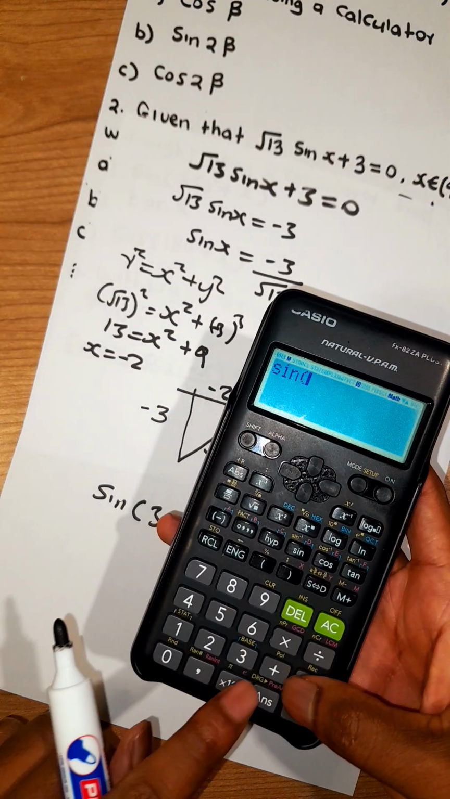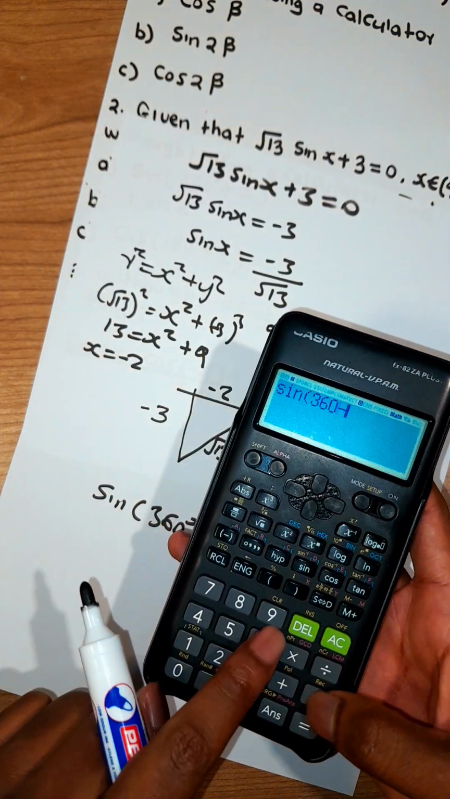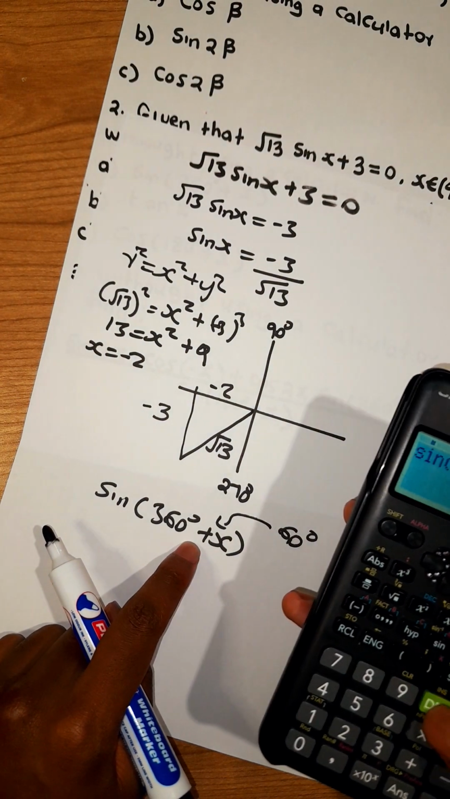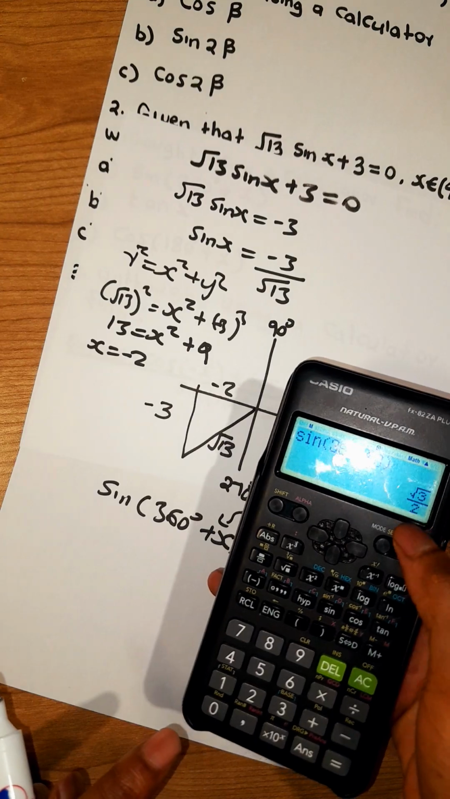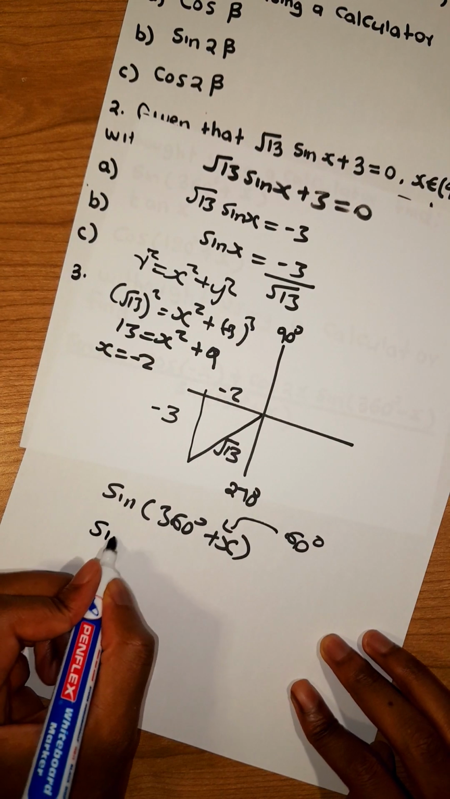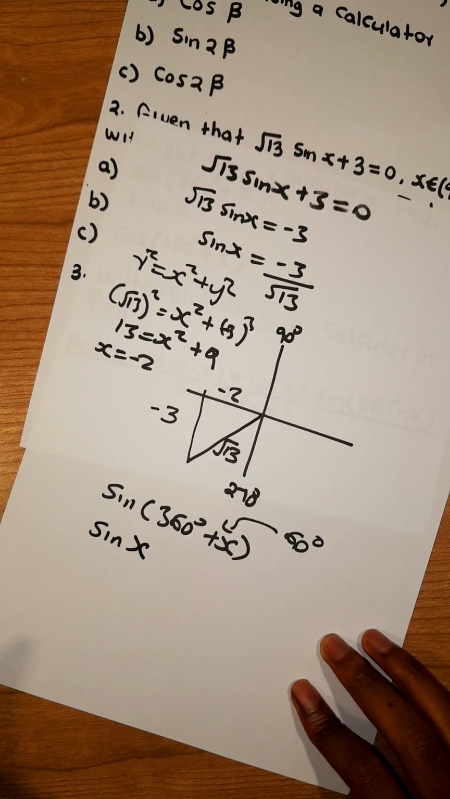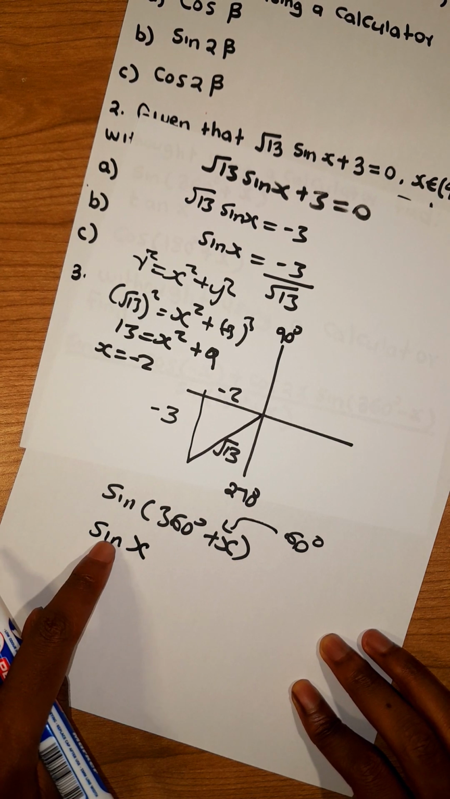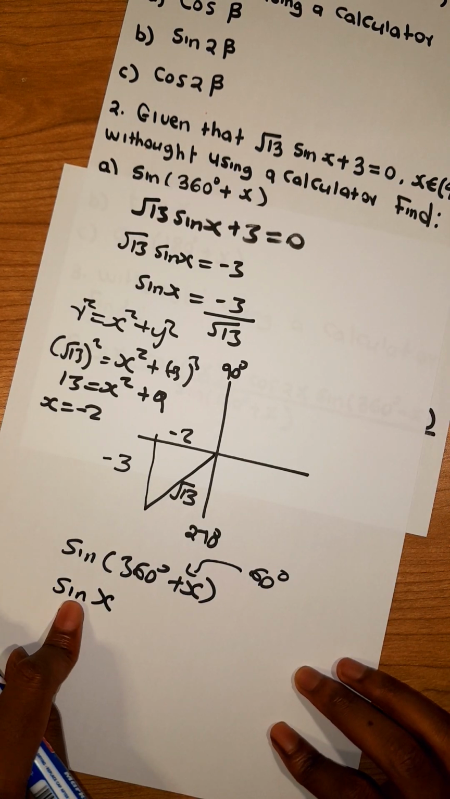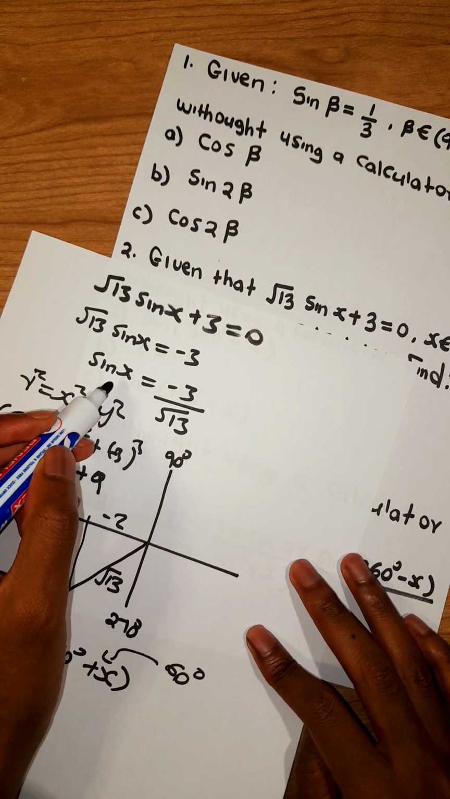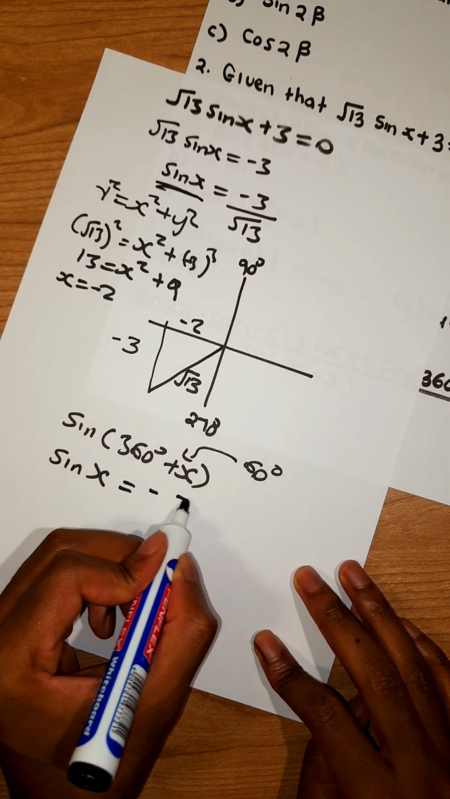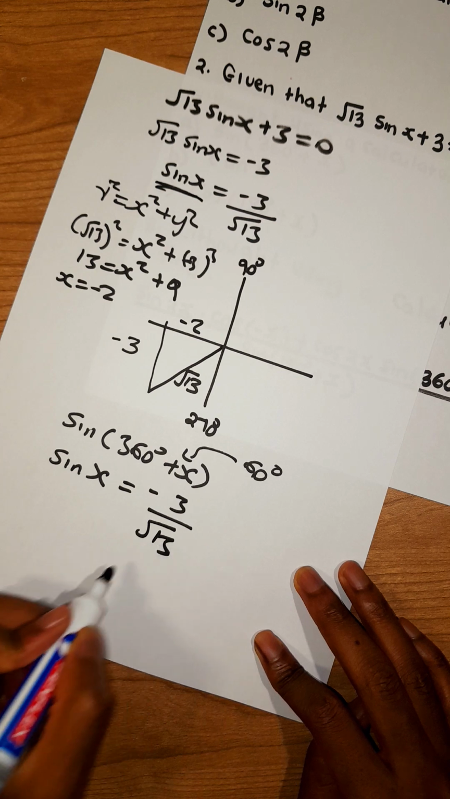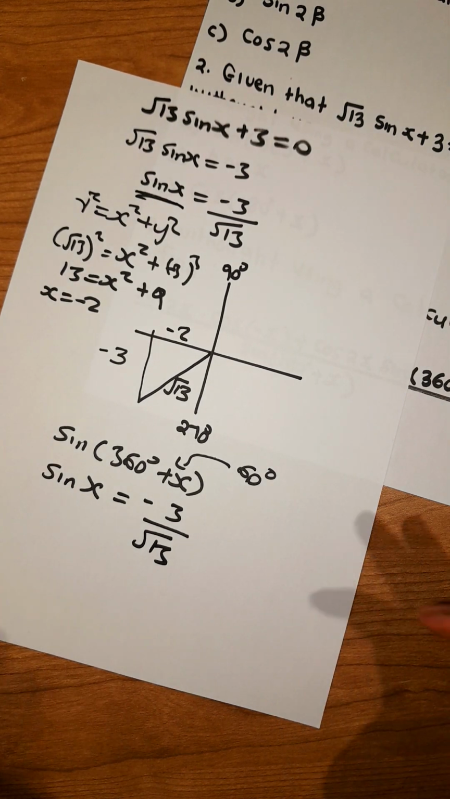So we're going to say, well, the sine of 360 degrees plus 60 degrees. We get a positive root 3 over 2. So it means that the sine of x is going to be positive. What is sine of x? You don't have to use your calculator. You don't have to use the diagram. Even if you use your diagram, the sine of x is still going to be minus 3 over the square root of 13. So that's how you were supposed to find this question.